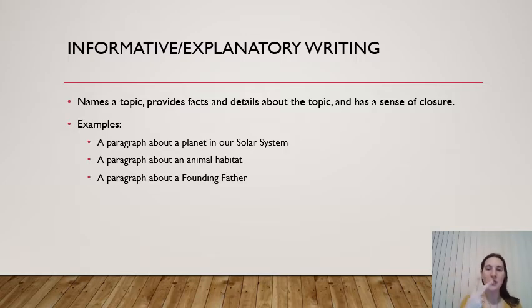Two of those you have done this year. The paragraph about the animal habitat is in your portfolios in the hallway. The paragraph about the founding father, a lot of you sent me amazing pictures of your informative paragraph about a founder. So in case you're sitting here thinking, I've never heard of any of these before in my life, you've actually done this earlier this year. You've already done this kind of writing.